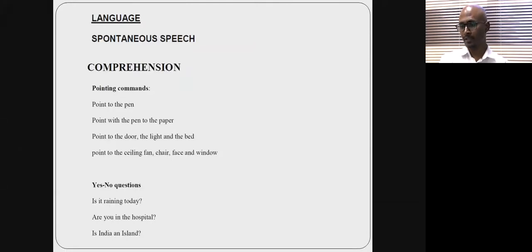Also, you can ask yes/no questions. These questions have to be objective questions, and the information should be available to the patient. So in a patient who's admitted in the ICU, "is it raining today" may not be relevant, but you can ask questions like, is the light on? Are you in hospital? Or is your name so and so? These are questions that will tell you whether the patient is able to comprehend or not.